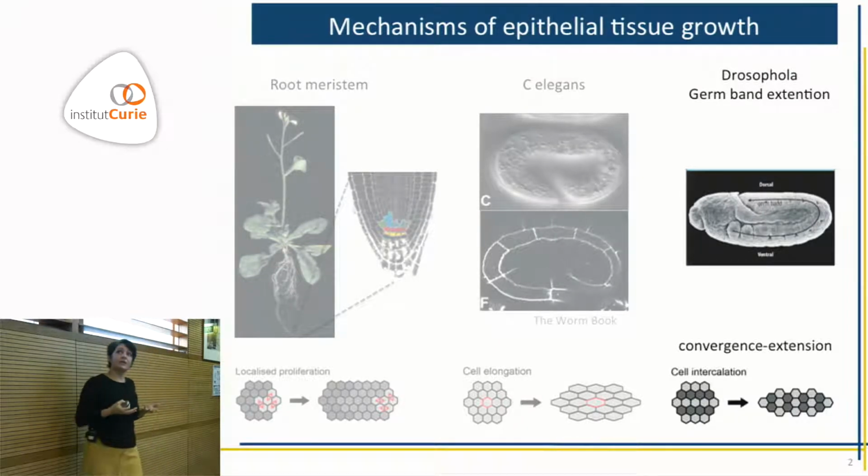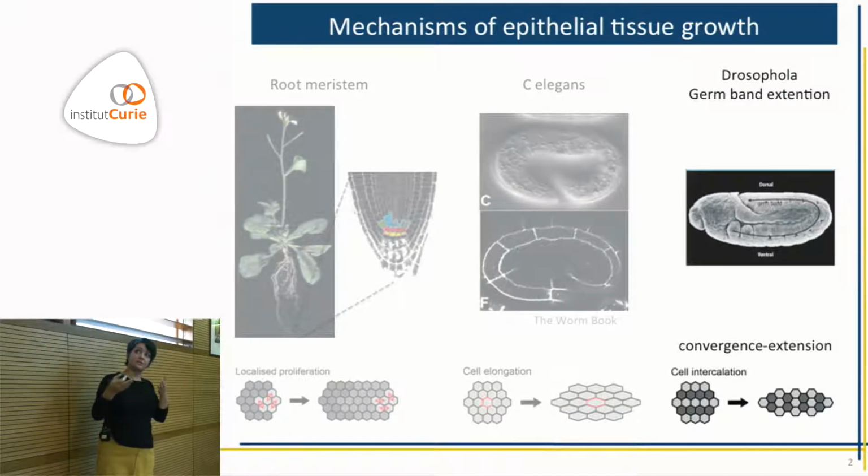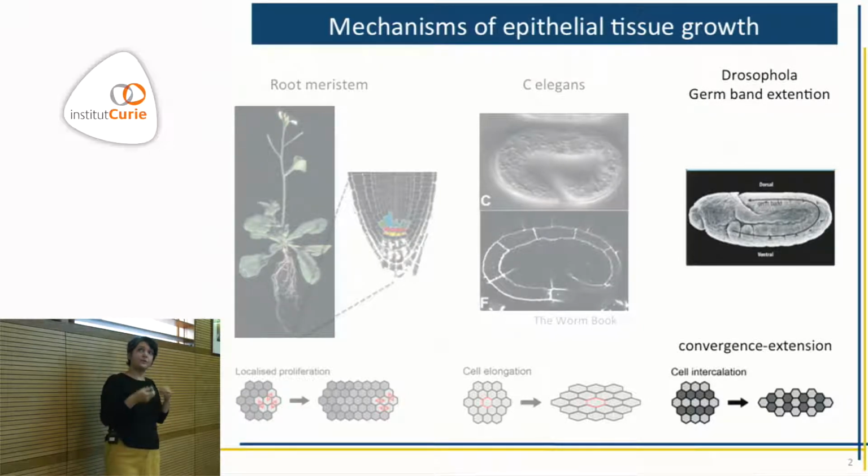Another mechanism that you can imagine that I haven't put here is that there is an external force that is applied to the tissue, and this favors the division of the cells in that direction. So you have a directed cell proliferation, which also can give you tissue expansion.